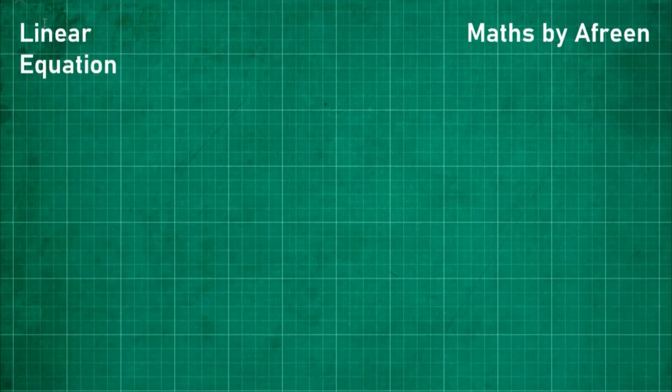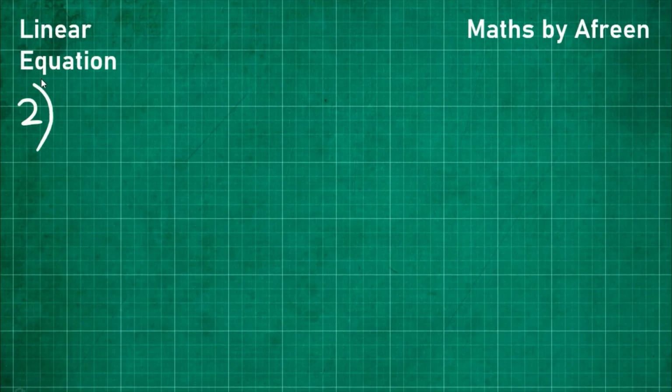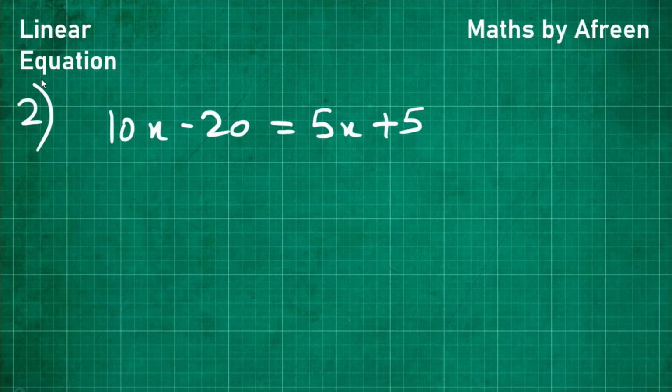Let's take the second question. The second question is 10x minus 20 equals 5x plus 5. Now in the next step, we will just transpose the terms, variables at one side and these constants at one side.